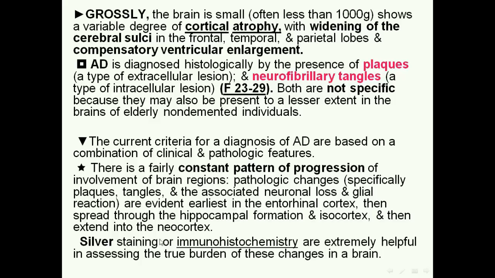Now, silver staining or immunohistochemistry are extremely helpful in assessing the true burden of these changes in a brain because, as we said, immunohistochemistry is what allows us to see those plaques and neurofibrillary tangles, which make us about 90% sure that it's Alzheimer's.